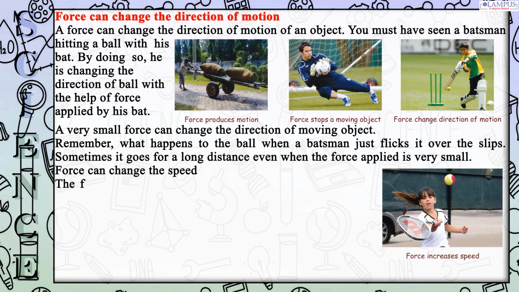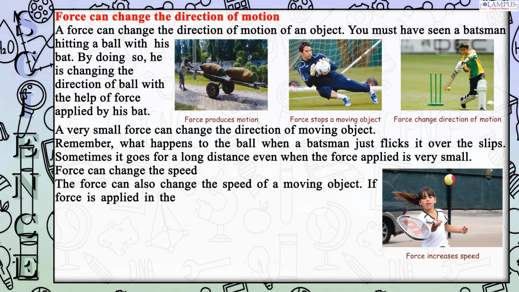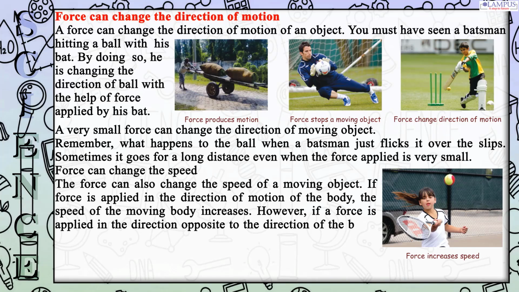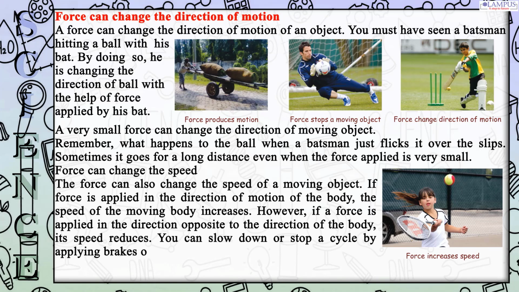Force can change the speed. The force can also change the speed of a moving object. If force is applied in the direction of motion of the body, the speed of the moving body increases. However, if a force is applied in the direction opposite to the direction of the body, its speed reduces. You can slow down or stop a cycle by applying brakes or pulling it.